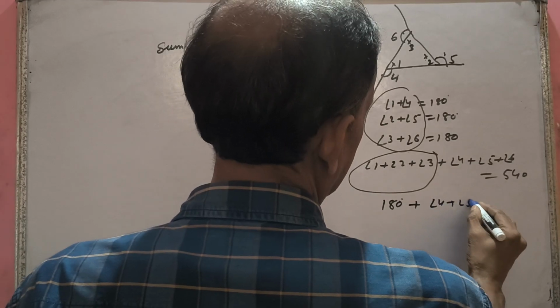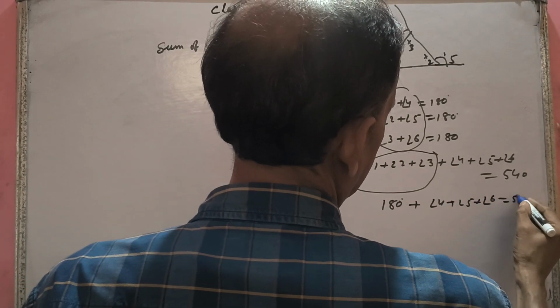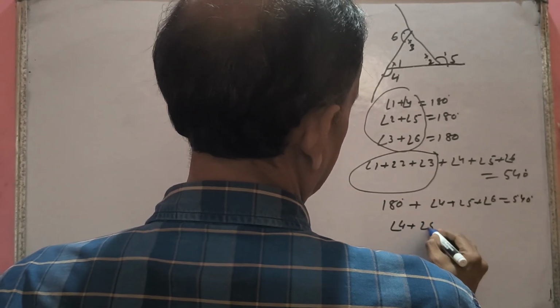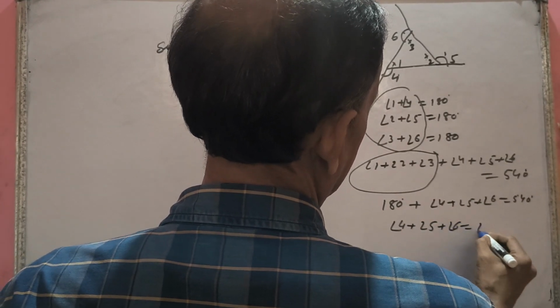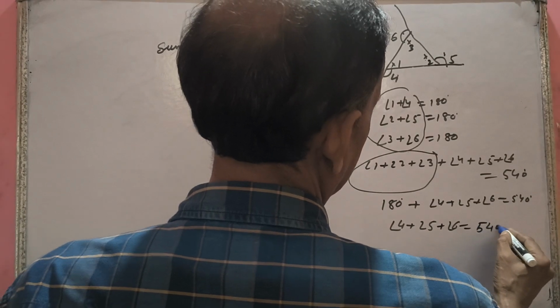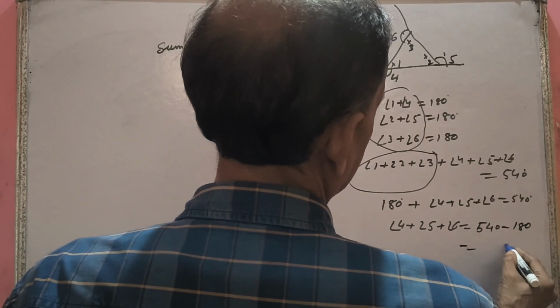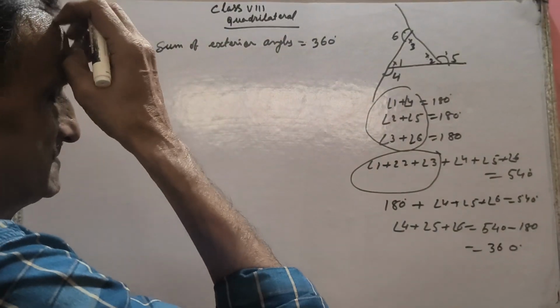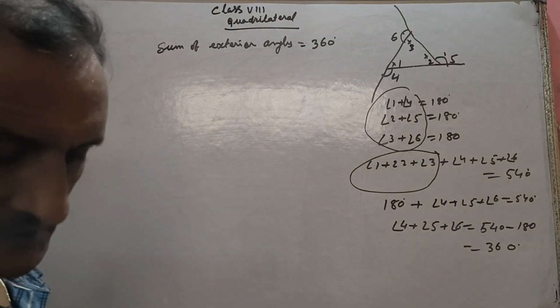Angle 4 plus angle 5 plus angle 6 equals 540 degrees minus 180 degrees. How much do we get? 360 degrees. The same thing can be verified for other polygons also.